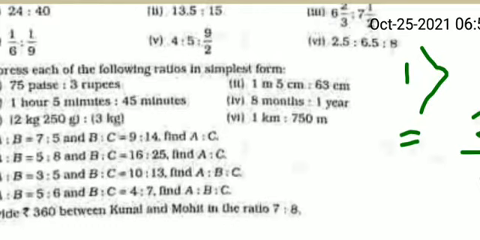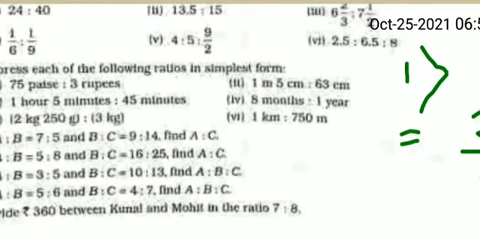Now question number 2. Question number 2 tells us to express each of the following ratios in simplest form. Here also it is the same, but the difference is that units are given. The first one is 75 paise is to 3 rupees. So I am going to show question number 2, part 1.